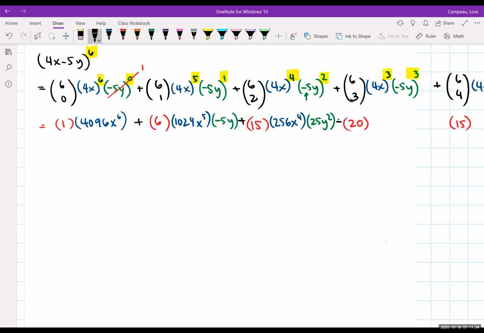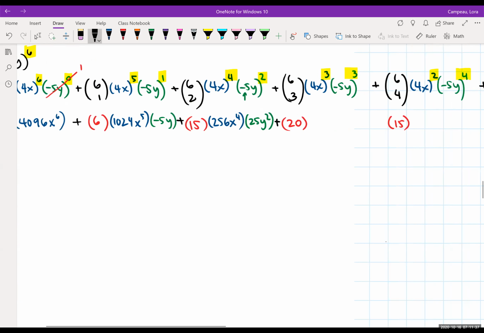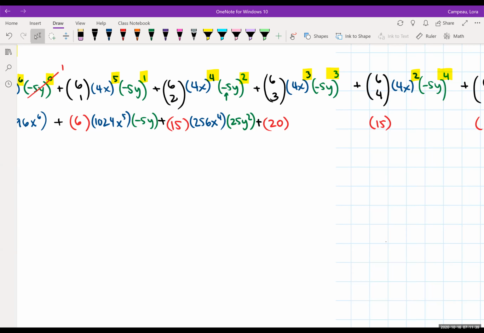We're adding. We have 6 choose 3, that's the coefficient of 20. 4 to the 3rd power is 64. So we should have 64x cubed. Now, again, be careful. You are raising negative 5 to the 3rd power. It's actually negative 5y cubed. So a negative number raised to an odd power is negative. 5 cubed, 5 times 5 times 5 is 125. So we don't forget the y cubed as well.